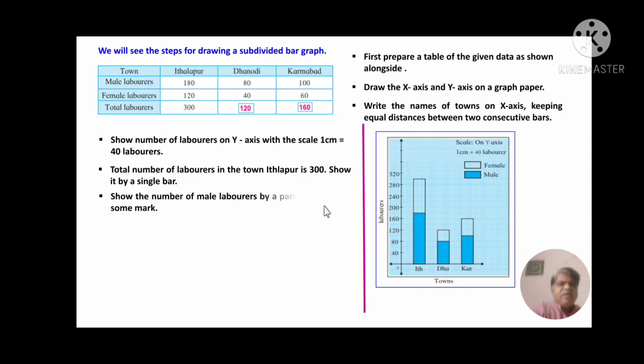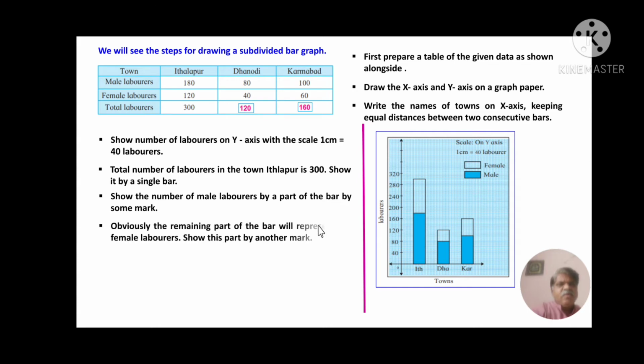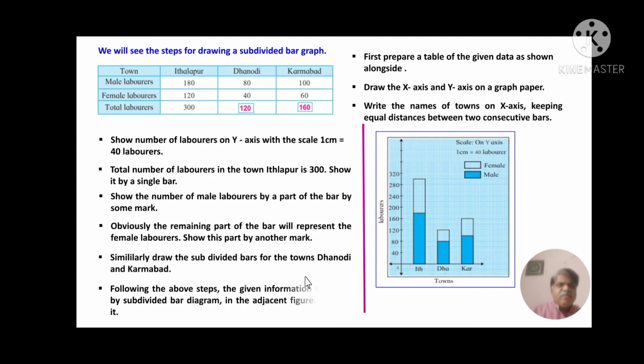Show the number of male laborers by a part of the bar with another mark, which is shown with the dark blue color. Obviously, the remaining part of the bar will represent the female laborers. Show this part by another mark, which is shown blank. Similarly, you can draw the subdivided bar diagrams for the remaining two towns, that is Dhanodi and Karmabad. Following the above steps, the given information is shown by a subdivided bar diagram in the adjacent figure. Observe it.